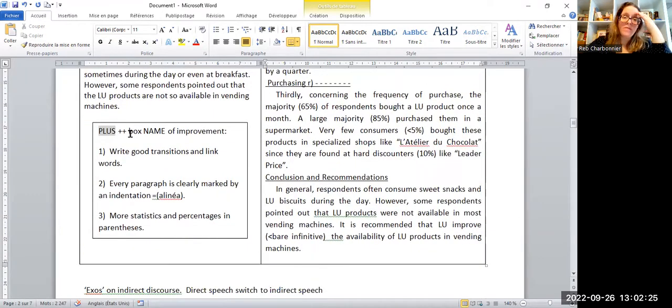The improvements of the second report: there are more transitions and link words. The paragraphs are very clearly identified with the indentation, which is called this word in French. And there are more statistics and percentages in parentheses. And in general, there's just more past tense. So that'll get you more points when you're trying to get up into the higher scores of the B2 level.